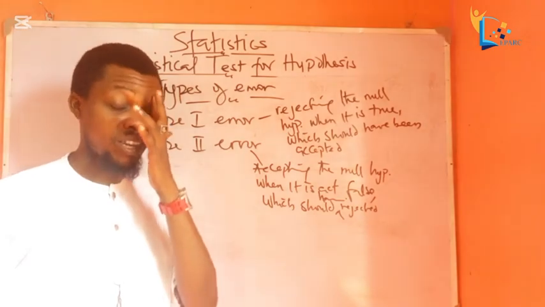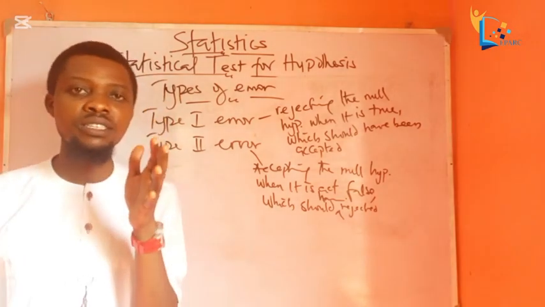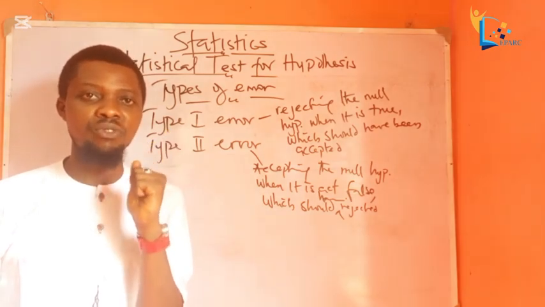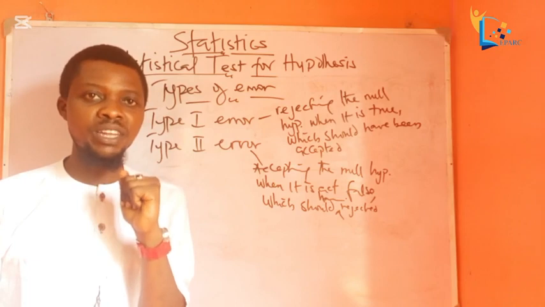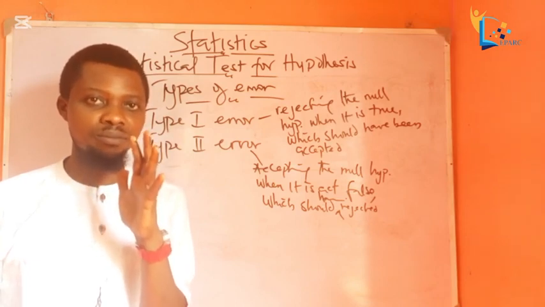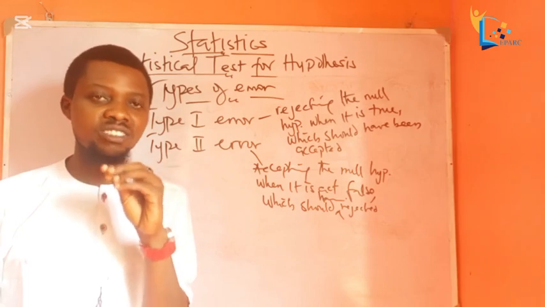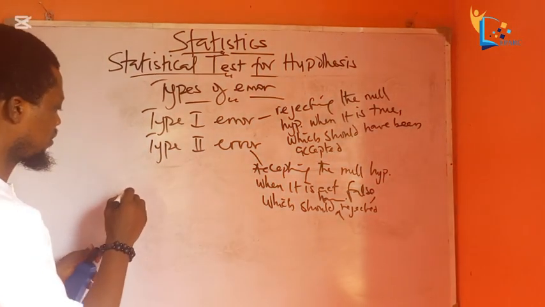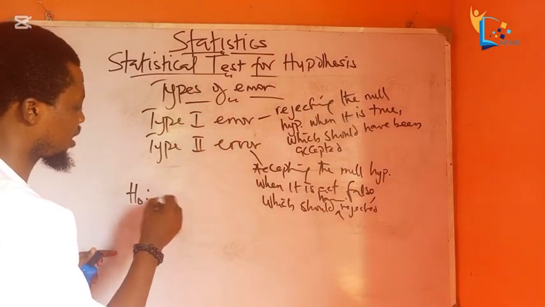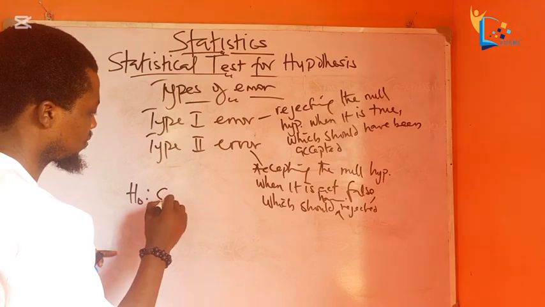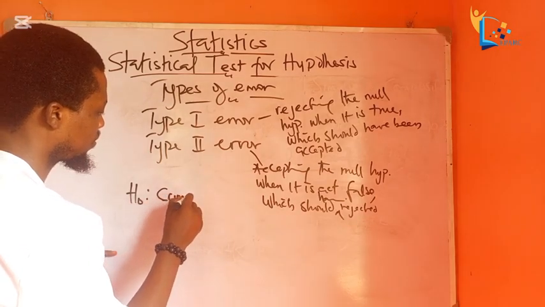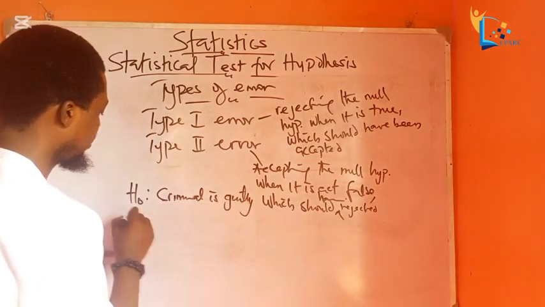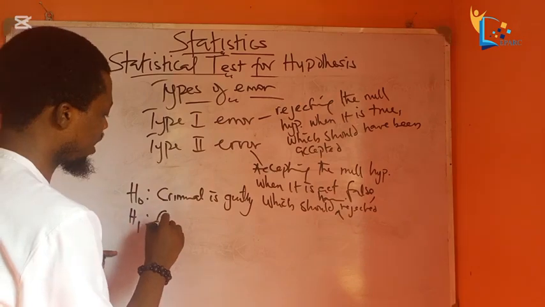For instance, let me give an example. When a judge sets a criminal free, now this criminal actually committed a crime. When a judge sets him free, the null hypothesis would be that the criminal is guilty. Then the alternative would be that the criminal is not guilty.